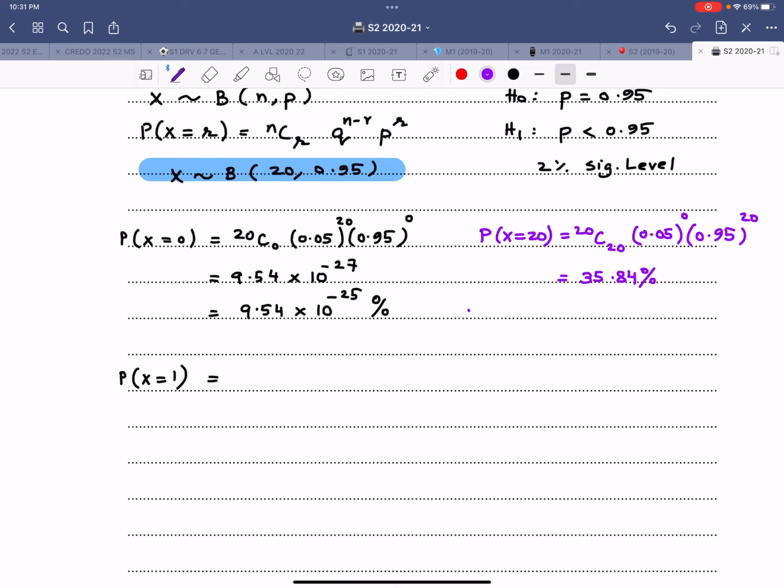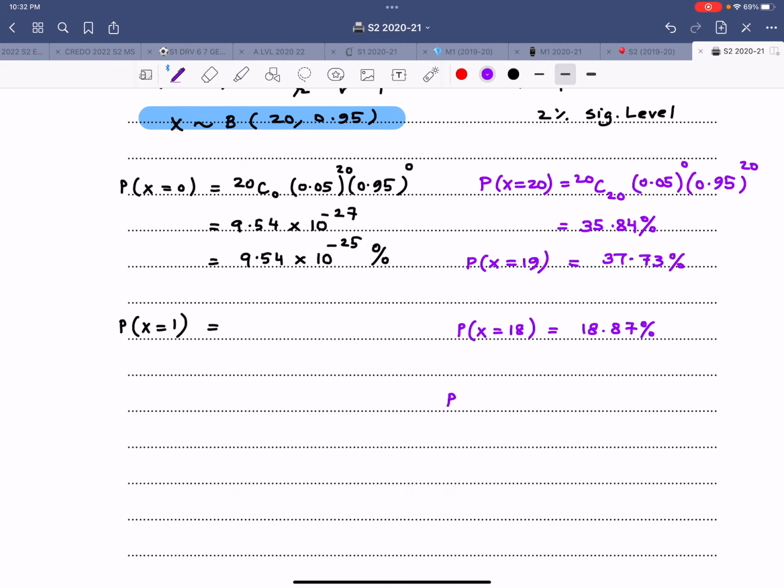If I calculate probability x equals 19, this comes out to be 37.73%. That means the bulk lies on the higher side. Probability x equals 18 is 18.87%. I'll just get all things together, have some patience. Probability x equals 17 is 5.96%, and probability x equals 16 is 1.33%.